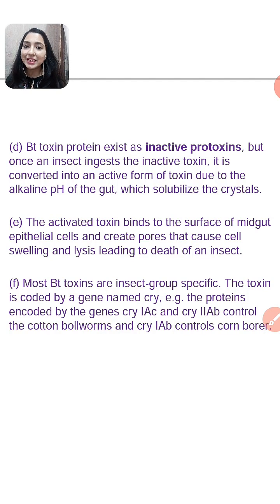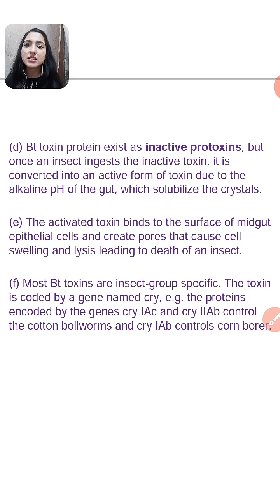Bt toxin protein exists as inactive protoxin in plants. When an insect ingests the plant, the inactive form of toxin is converted into the active form of toxin due to the alkaline pH of the insect gut, which solubilizes the crystals. The activated toxin binds to the surface of the midgut epithelial cells of the stomach and creates pores that cause cell swelling and lysis. Lysis means breakdown, leading to the death of the insect.